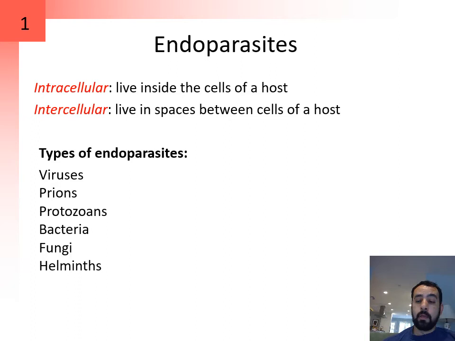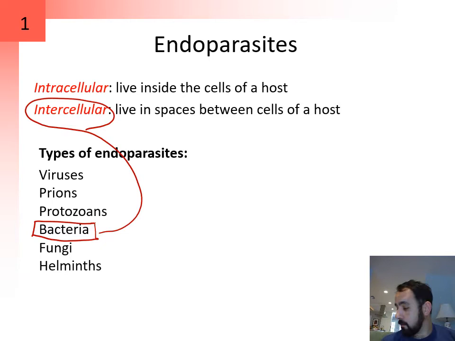The intercellular parasites live in spaces between cells of a host. Good examples of that are bacteria. Some bacteria can be intracellular parasites, but the vast majority of them are intercellular parasites. And there are fungi, helminths, and other things that can actually be both. Actually, fungi can be intra or intercellular parasites. I'm going to show an example of that shortly.